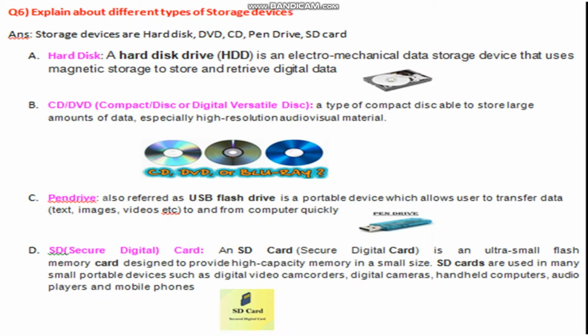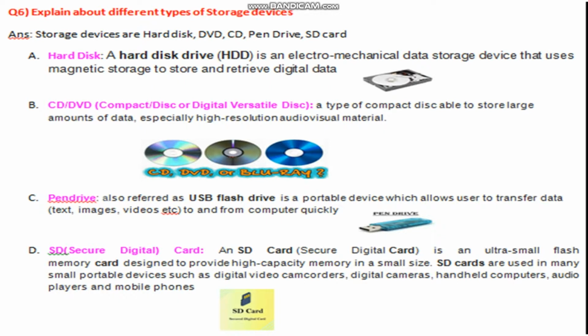Next is the SD card. The full form of SD card is secure digital card, an ultra small flash memory that provides high capacity. SD cards are used in many portable devices such as digital video camcorders, cameras, computers, handheld computers, audio players, and mobile phones. So this is regarding the devices.